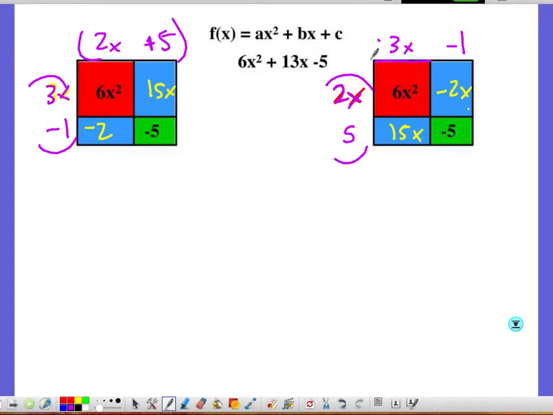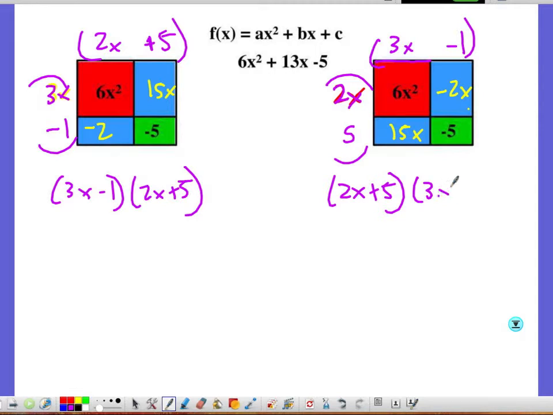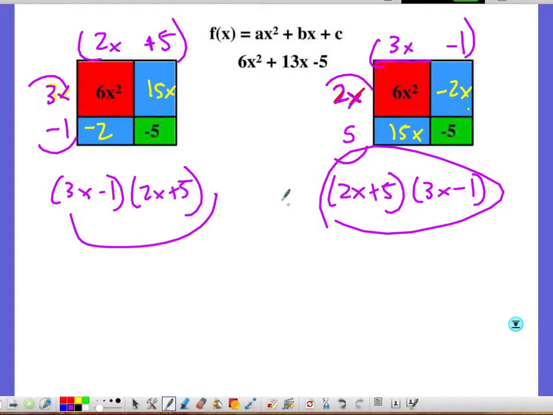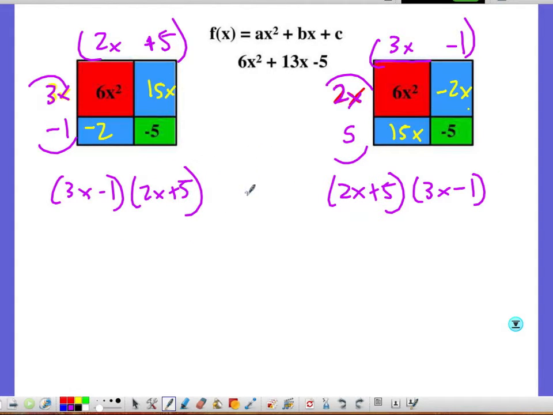And take a look at this. Here, I had that my expression is 3x minus 1 times 2x plus 5. Here, I have that my expression is 2x plus 5 times 3x minus 1. Are these exactly the same? Yes, they are. They're just switched around. So as you can see, it doesn't matter where we place the 15x and the negative 2x, we are still going to get the same answer.